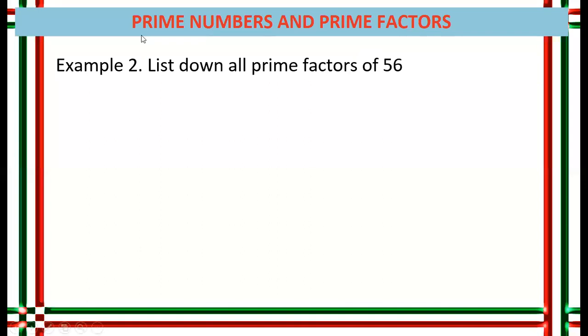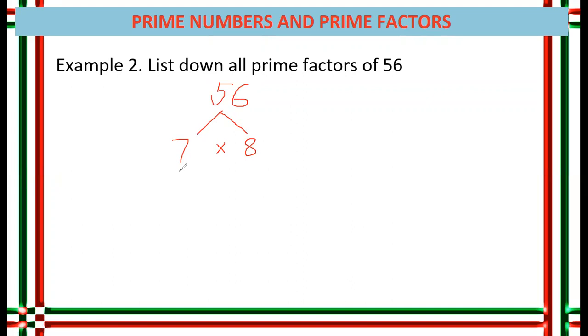Okay, let's list down all prime factors of 56. So 56. What are the factors that give us 56? Yes, 7 times 8. Now you ask again, let's check if these two are prime numbers.